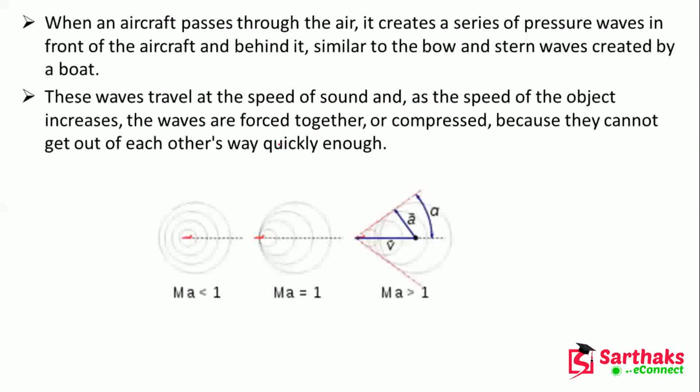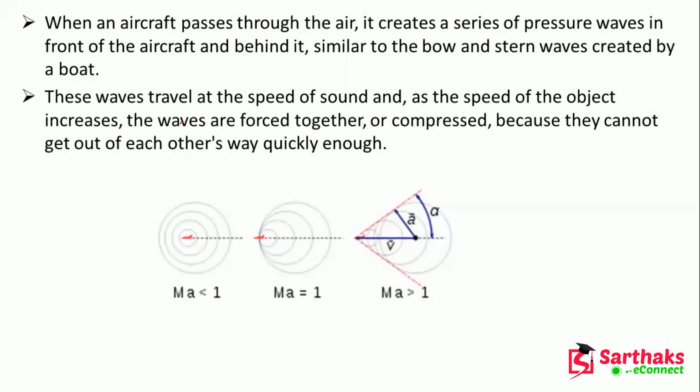Here you can see that when the aircraft passes through the air, it creates a series of pressure waves in front of the aircraft and behind it, similar to the bow and stern waves created by a boat.